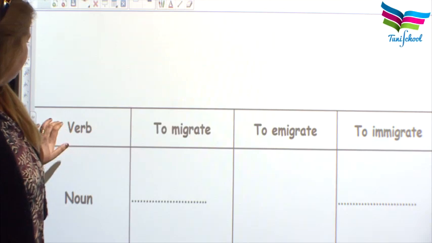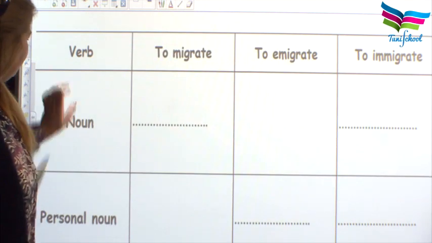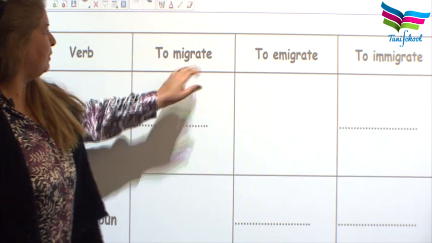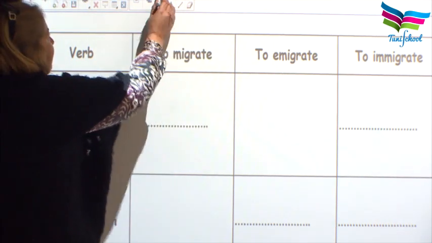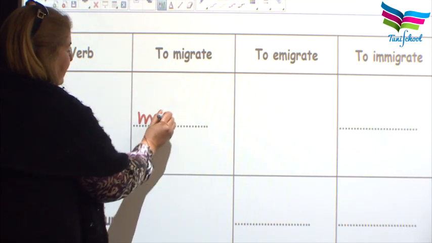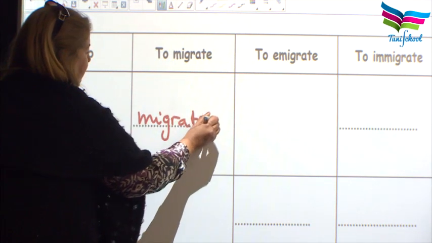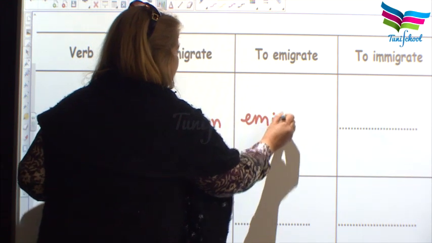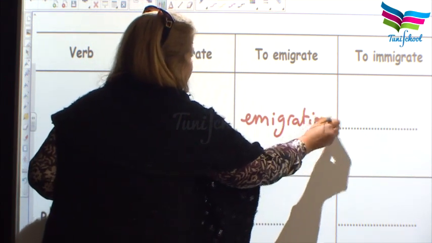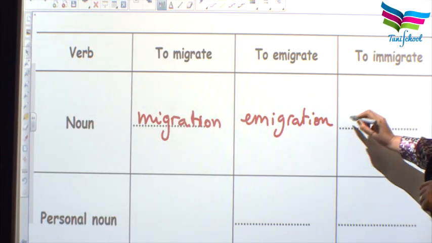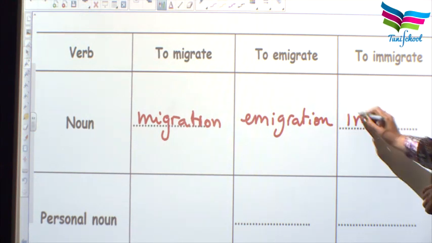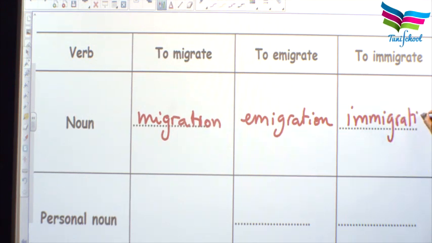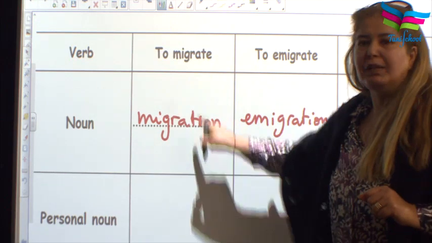So let's find out the different verbs, the different nouns for the persons, and the different personal nouns. So here, when I have to migrate, what is the noun? It's a migration. Okay? To emigrate, the noun is emigration. And to immigrate, the noun is immigration. Look at the double M. Here we have double M, and here we have just one M. Immigration. Okay?